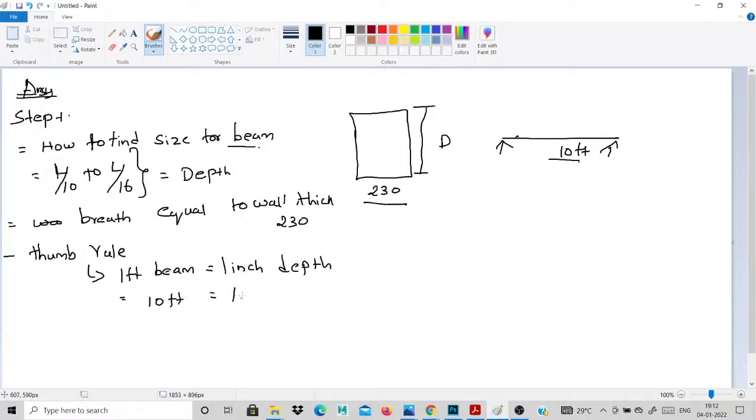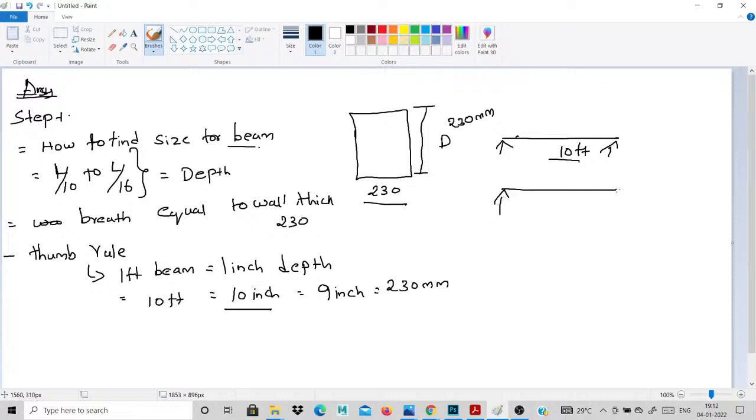10 feet equals 10 inches. So I provide a minimum of 1 inch more, so I provide 9 inches. 9 inches means 230 mm. So I find the depth as 230 mm, for a 230 mm by 230 mm beam.